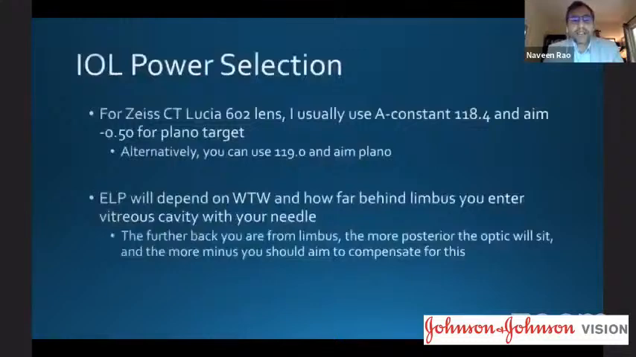In terms of power selection, I like to use an A constant of 118.4, and I aim for -0.5 diopter, or some surgeons aim for plano and use 119.0 for the A constant. Ultimately, the effective lens position depends on the white-to-white of this particular eye that you're operating on, and also how far behind the limbus you enter the vitreous cavity with the needle. The further back you are from the limbus, the more posterior the optic will sit, and the more minus you should aim to compensate for this.